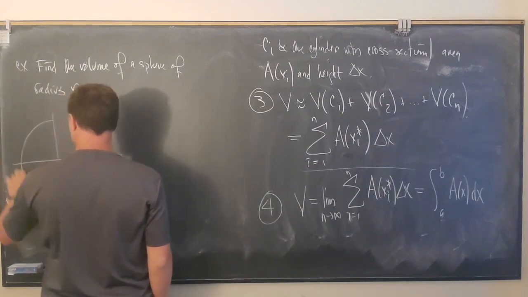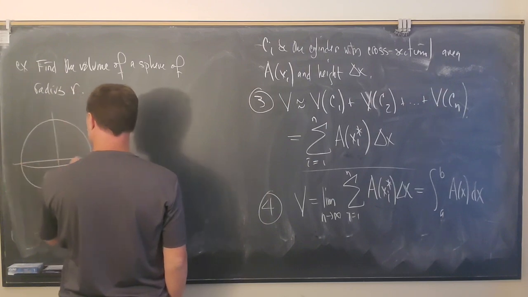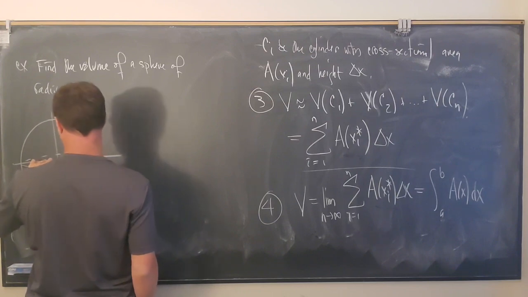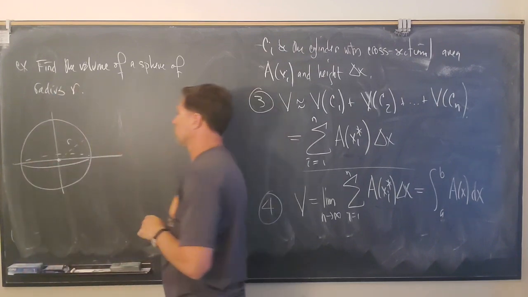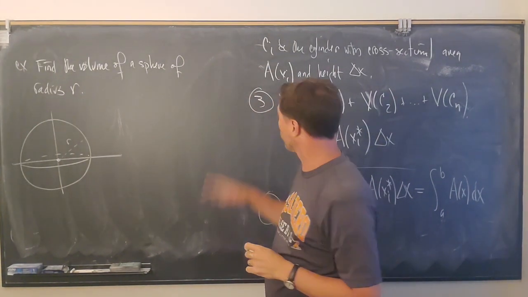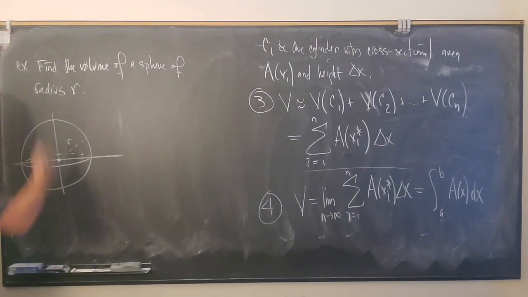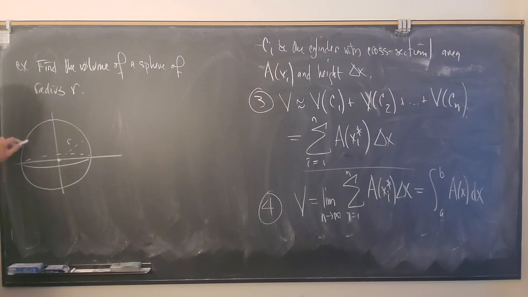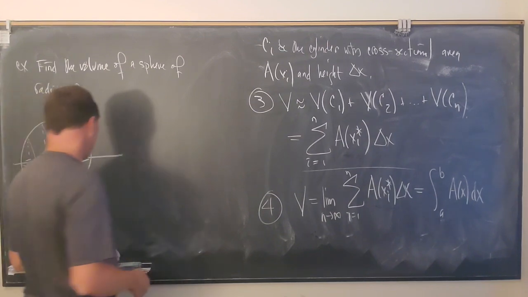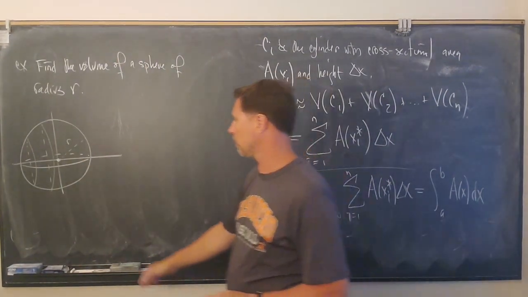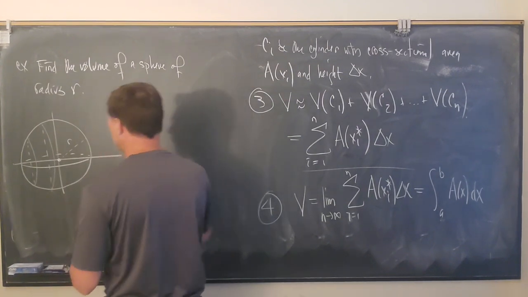So if we take a sphere of radius r, then what we need to do, if we're going to use this process right here, is we need a formula that tells us the area of a cross section. So if we chop vertically in various spots on our sphere, notice that the area is going to actually change. And so we need a formula that tells us the area of the circle that we get when we slice through our sphere vertically at a given spot. So let me clean up my picture a little bit.